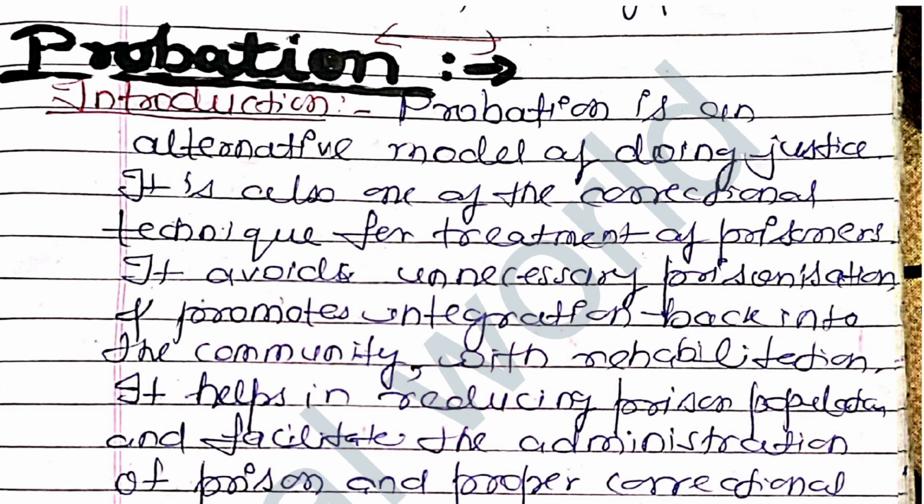In the series of criminology and penology, today I am going to discuss one of the most important questions relating to criminology and penology. My question is, define the term probation as well as the concept of probation. Also discuss its object. Probation is an alternative model of doing justice. It is also one of the most correctional techniques for the treatment of prisoners.